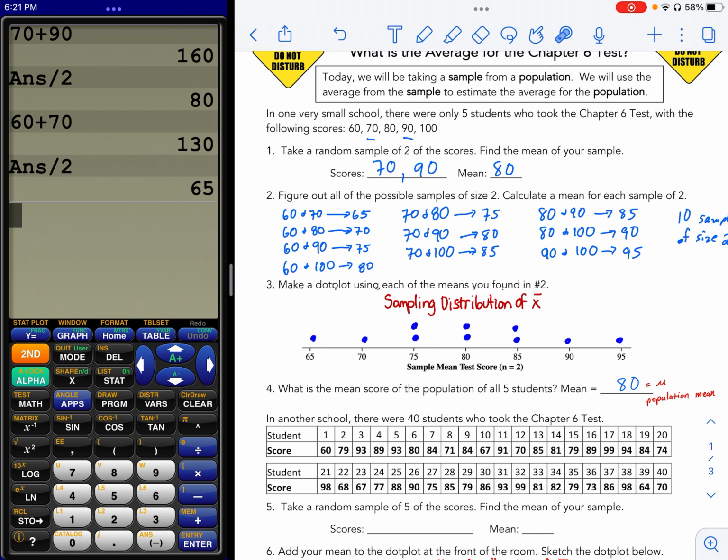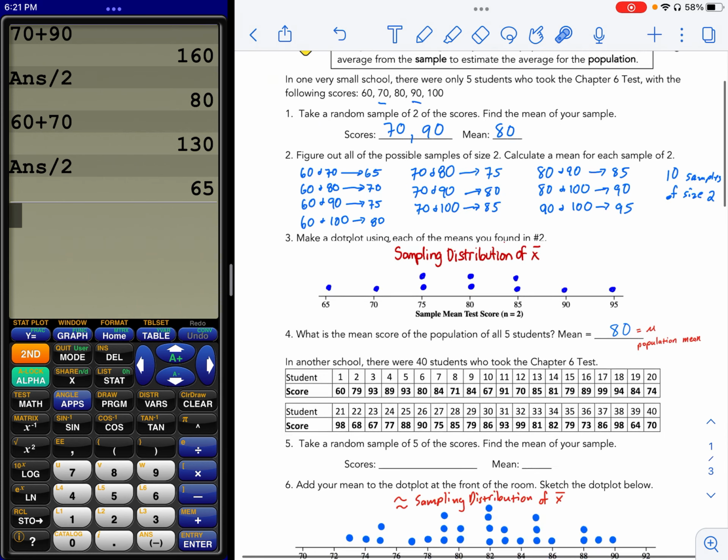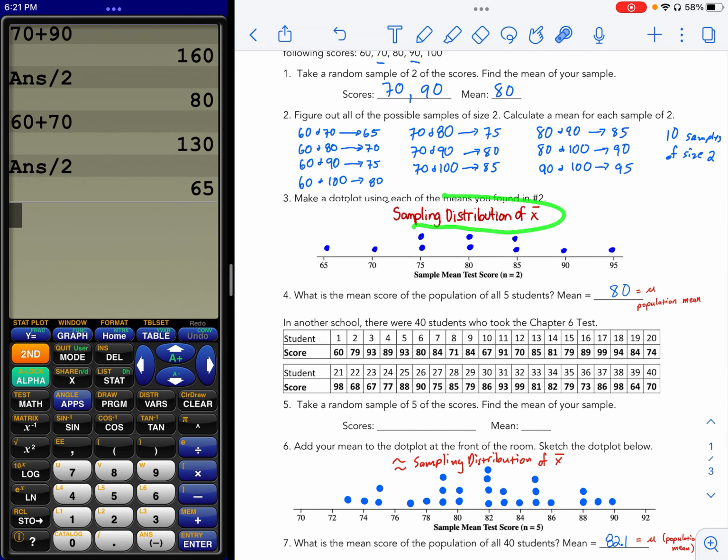This is nice and symmetric, right? Right down the middle, you've got symmetry. We call this the sampling distribution of X bar. These are the X bars we have received from our sampling distribution, or distribution of samples. And this is a new vocab word for the chapter. Okay.